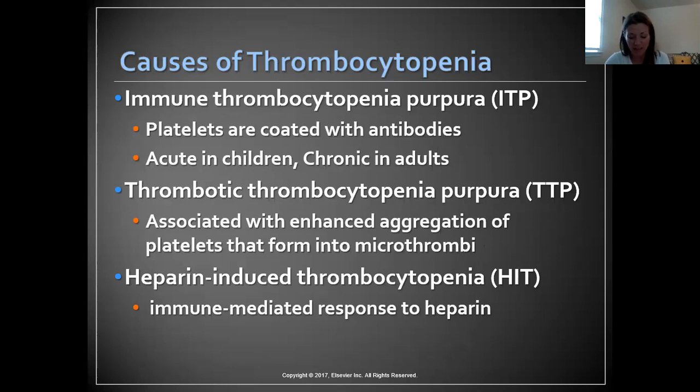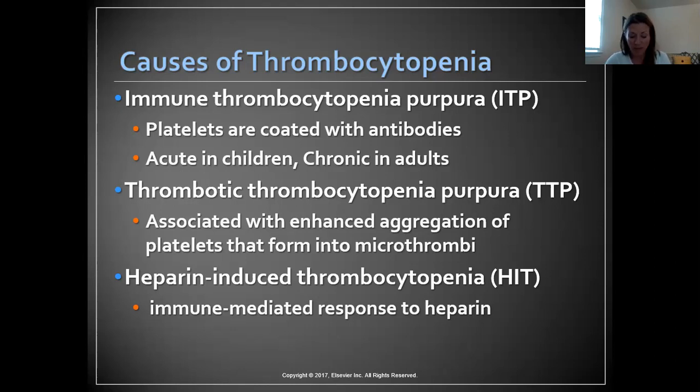In ITP, platelets are coated with antibodies. They function normally. However, when they reach the spleen, they are mistaken as foreign and destroyed by macrophages. This can be caused by autoimmune diseases or infection. It usually presents as a chronic condition in adults, but as an acute condition in children secondary to viral infection.